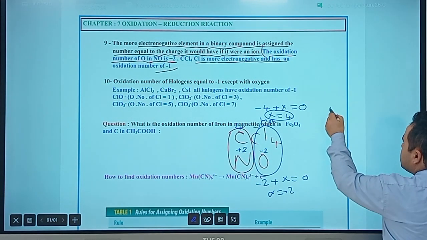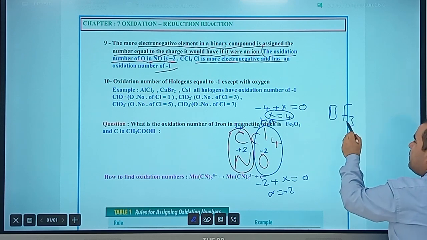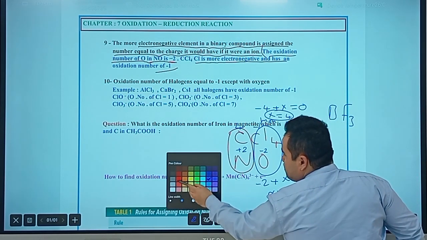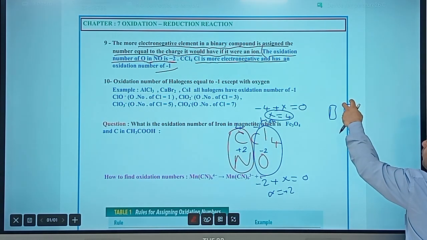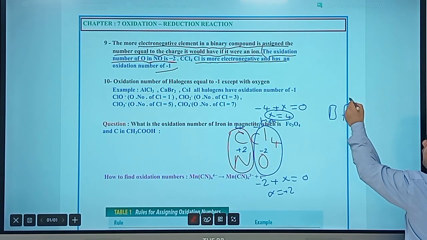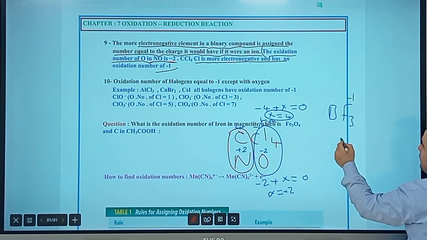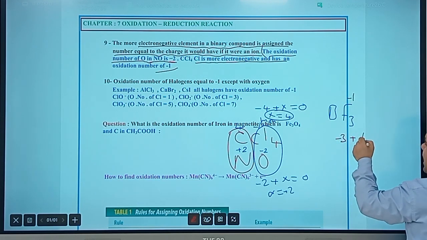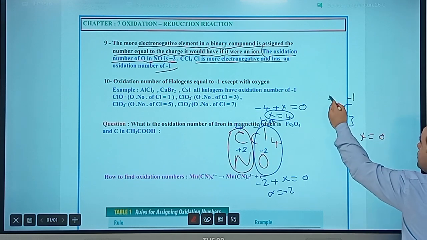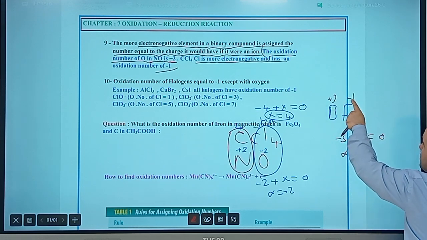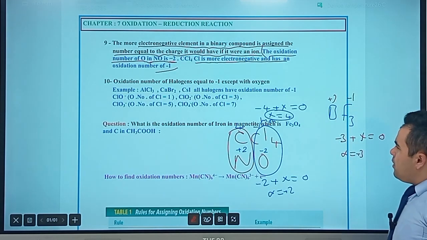More examples, guys. Suppose we have BF3. BF3 is a binary compound, and the more electronegative is fluorine. Fluorine in the monatomic form is -1. So 3 multiplied by -1 is -3, plus X equals 0. X is equal to +3. So the oxidation number of fluorine is -1, and the boron has an oxidation number of +3.